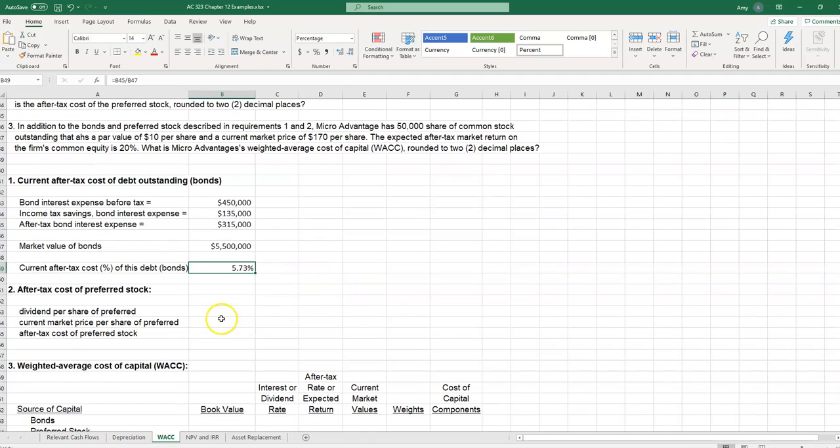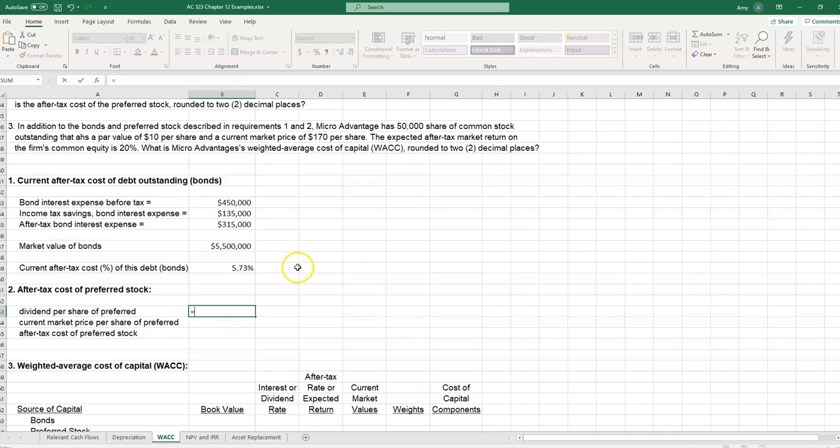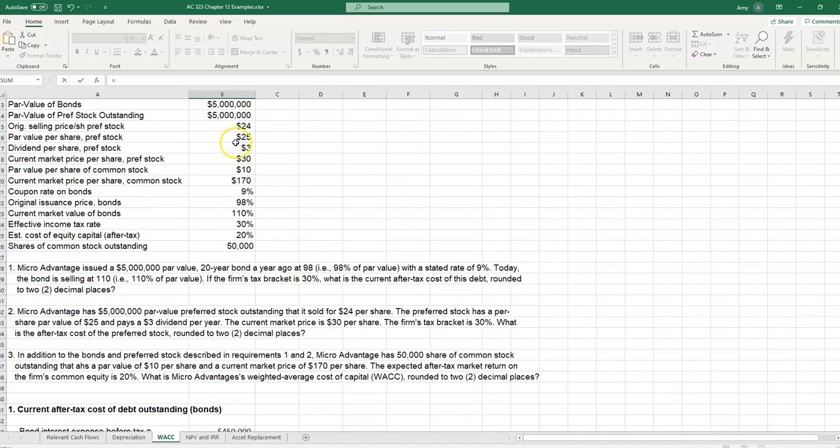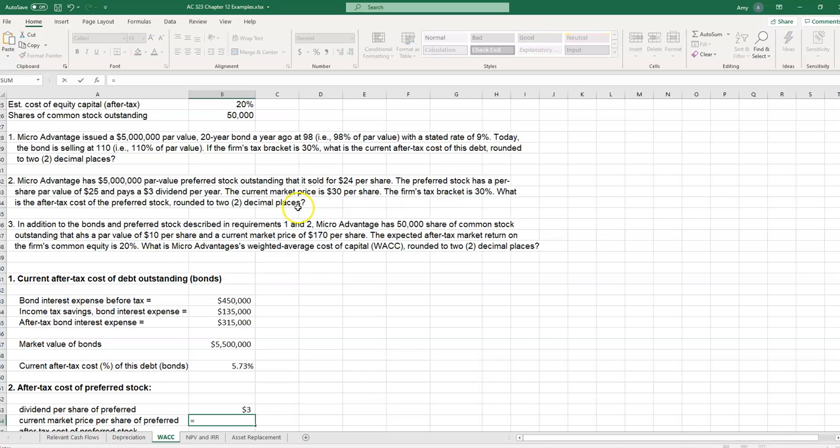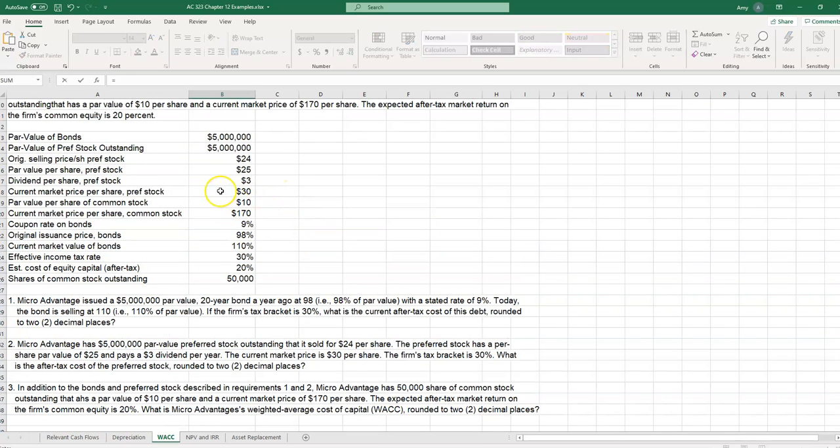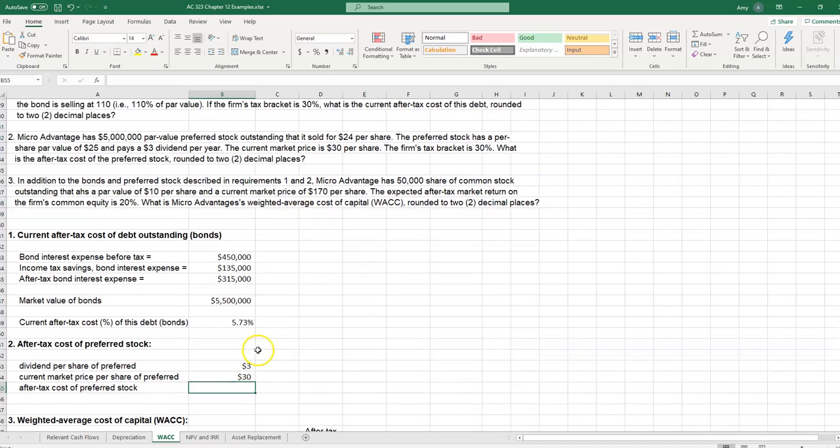And now we're going to look at the after-tax cost of preferred stock. So we have our dividend per share. Our dividend per share on preferred stock is $3, and our current market price per share on preferred stock is $30. So our after-tax cost, or percentage that we're looking for, is 3 divided by $30, which is 10%.